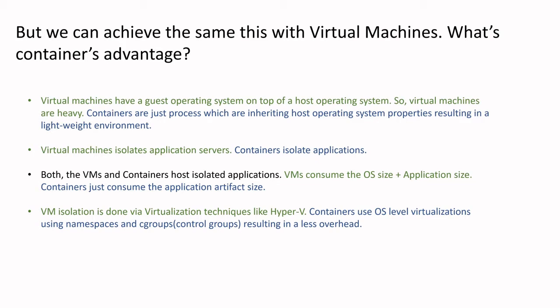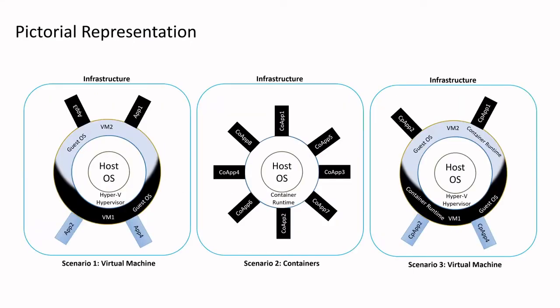But virtual machines are much larger in size, because they have the entire operating system size plus your application size. But in the case of containers, you are just consuming the application artifact size, the zip file or the WAR file or the deployable that we talked about. Now, the basic difference between these two is that virtual machine isolation is done via virtualization techniques like Hyper-V. Hyper-V is kind of a Microsoft-specific virtualization technique, but containers use OS-level virtualization using namespaces and cgroups. If you're familiar with Linux, you should be familiar with control groups, and it results in less overhead.